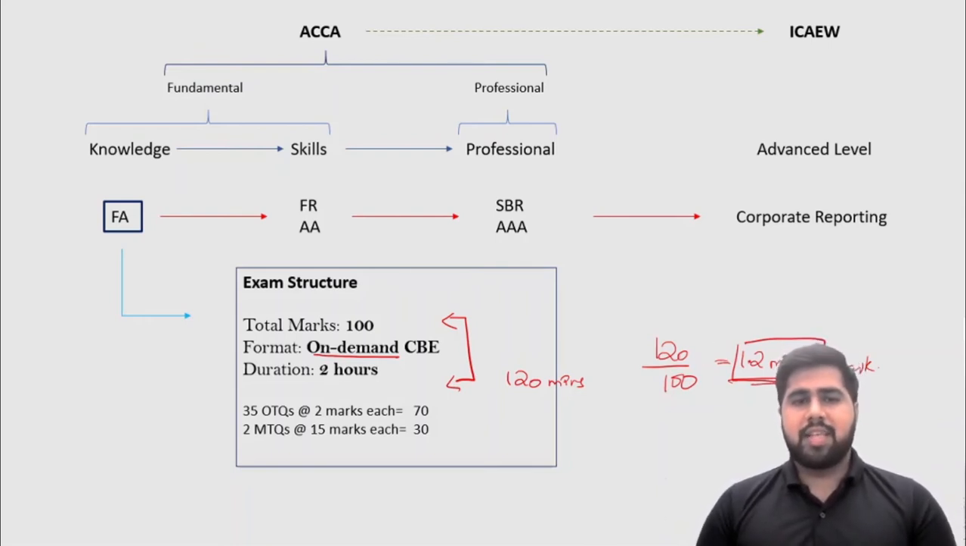The structure itself is you'll have 35 OTQs. OTQs are objective test questions, right? 2 marks each, which will constitute 70 marks, right? And then you have 2 MTQs, multi-task questions, you can call it, right? 15 marks each. That means the paper total turns out to be 100 marks.